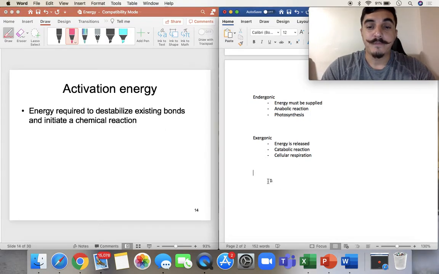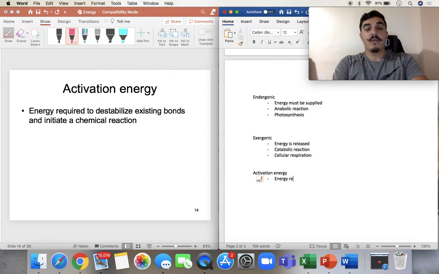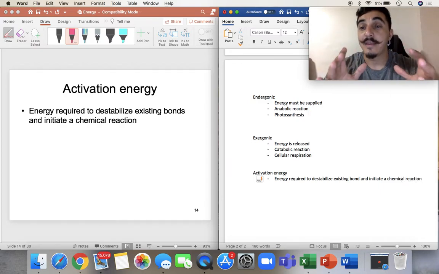Now, we're going to talk about activation energy. Activation, again with my spelling. So activation energy is energy required to destabilize existing bonds and initiate a chemical reaction. So I'll go ahead and type in the whole scientific definition, but technically it's how much energy is needed to start to activate a reaction or to start a reaction. So that's the activation energy.